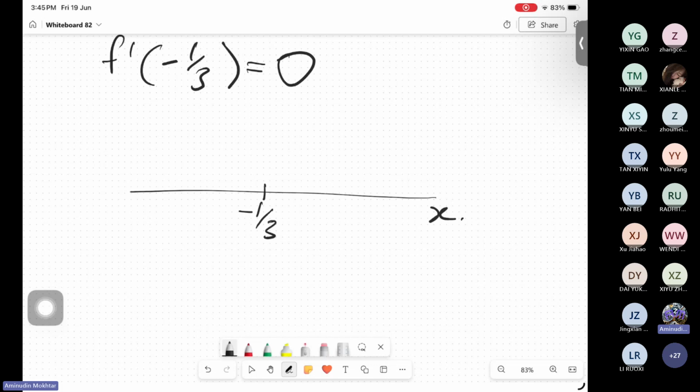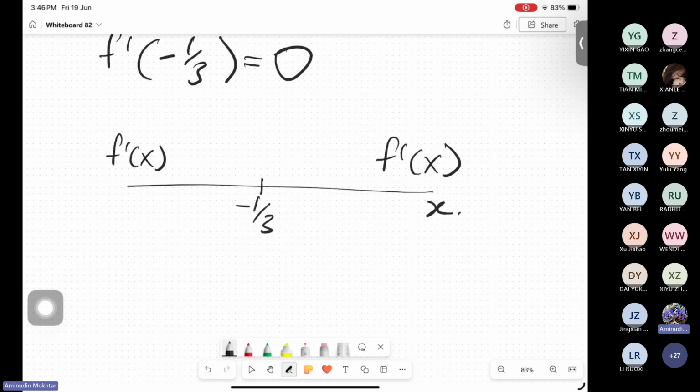Now I want to determine what happens. I want to know whether the function is increasing or decreasing before and after the critical point. So I need to find the slope of the tangent line before the critical point and after this critical point. In other words, we need to find the value of the first derivative, whether the slope is positive or negative.